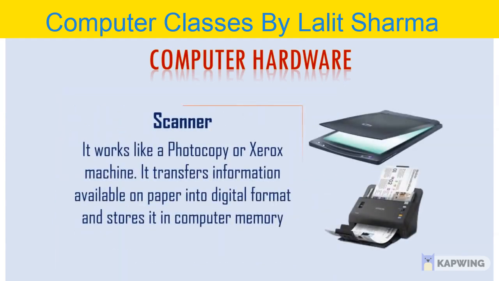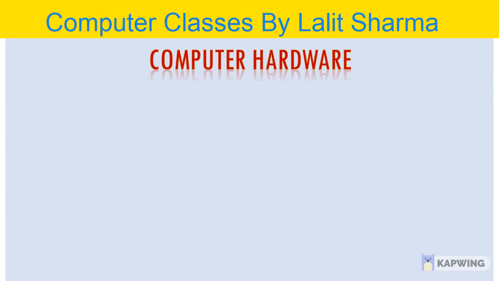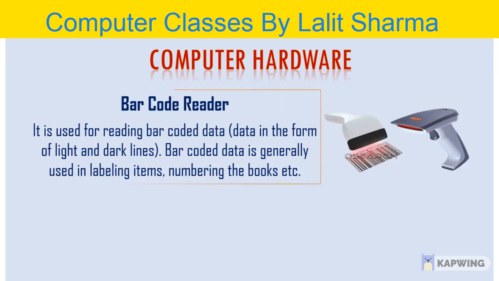Scanner. It works like a photocopy or Xerox machine. It transfers information available on paper into digital format and stores it in computer memory. Barcode reader. It is used for reading barcoded data in the form of light and dark lines. Barcoded data is generally used in labeling items, numbering the books, etc.